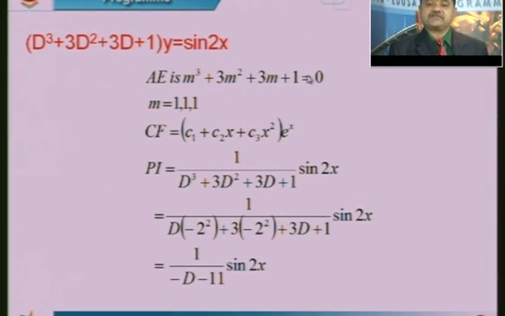Write the auxiliary equation. What are all the roots? Here you will get equal roots, 1, 1, 1. Probably it is minus 1, minus 1, minus 1. So you write your CF. Then Pi, we have taken sin 2x. Be careful, D cube can be written as D into D square. For D square, I can write minus 2 whole square. Here again I have D square minus 2 whole square. No substitution for D, this stays as it is.